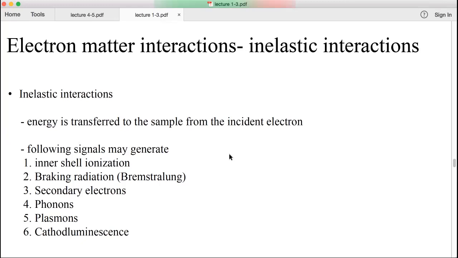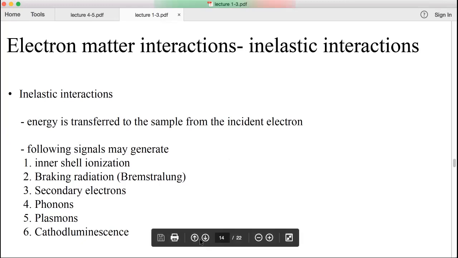Breaking radiation, or Bremsstrahlung, that is generating X-rays. We will talk about these things in detail in the next few slides. And then we have secondary electrons, phonons, plasmons, and cathodoluminescence.